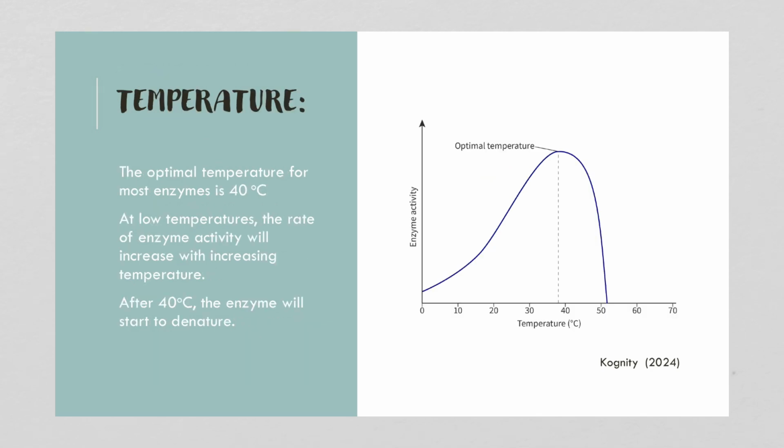Temperature, on the other hand, does not have a constant rate of increase and then plateau. The optimal temperature for most enzymes is around 40 degrees Celsius. You think about our body temperature, it's around 37 degrees Celsius, so that kind of adds up. At low temperatures, the rate of enzyme will increase with increasing temperature until it reaches the optimum temperature. Then after that point, it will start to denature, and the rate of reaction will diminish quite drastically, as you can see in this graph.